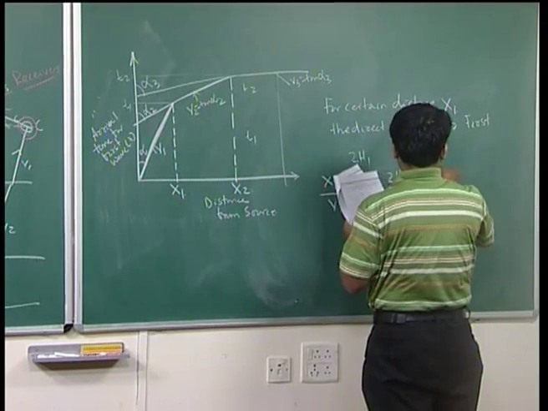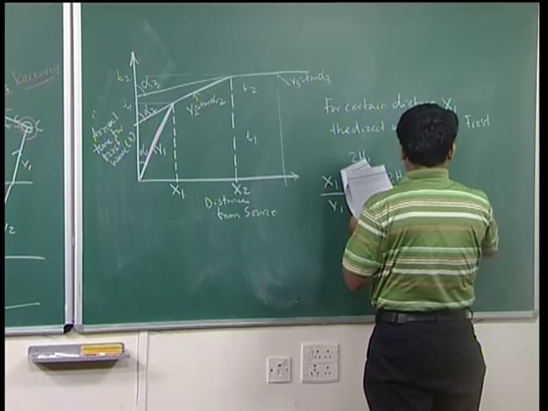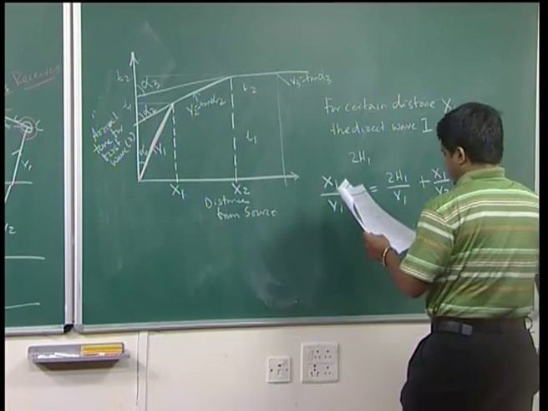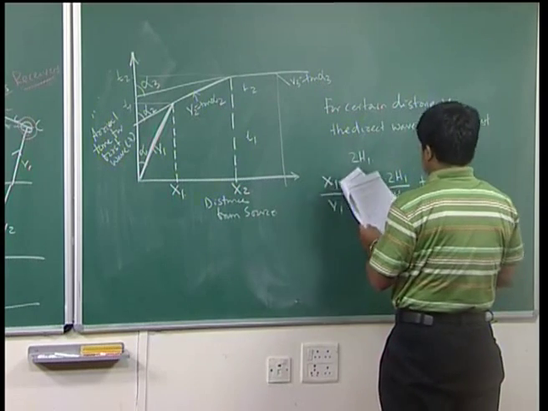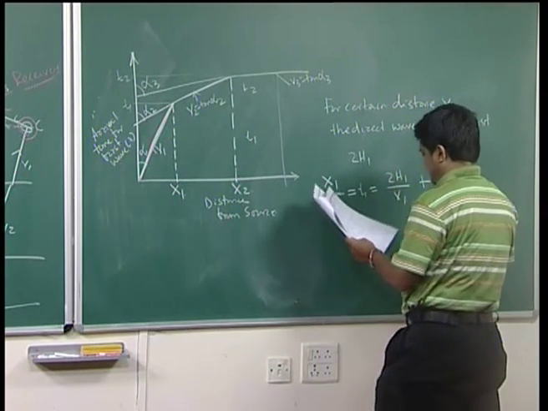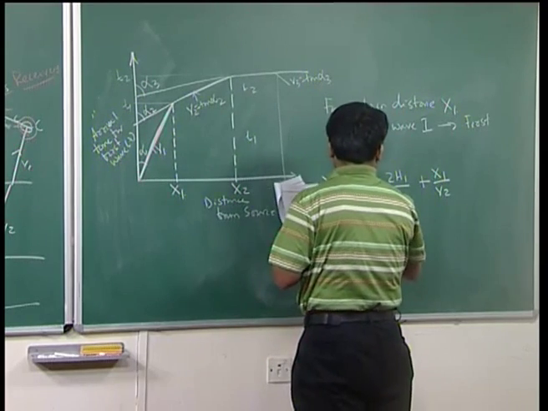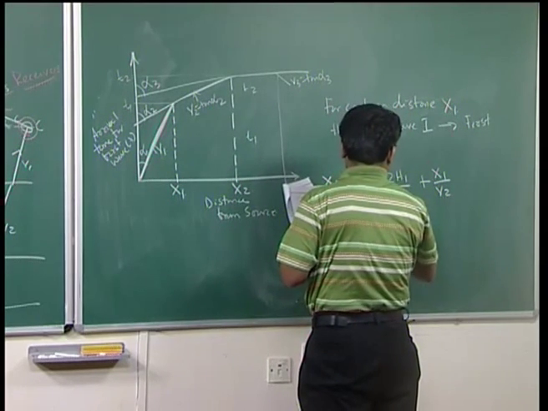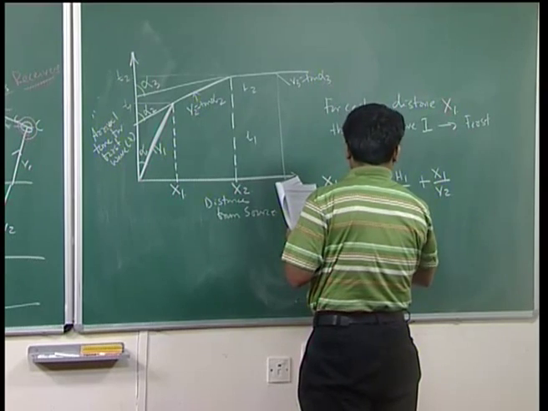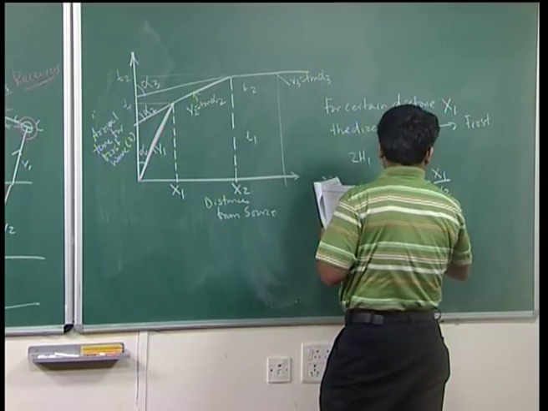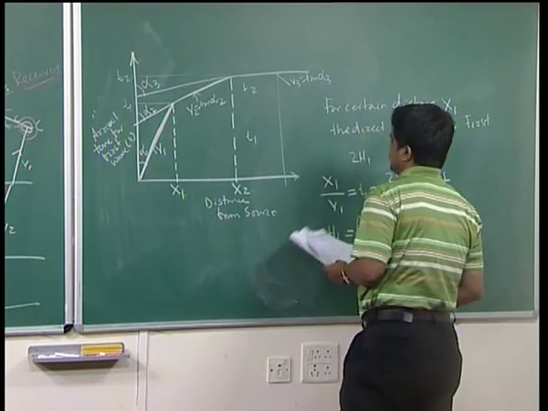plus x1 by V2 plus x1 by V2, which is equal to, again this is time t. You can get it from here: h1 is equal to V2 minus V1 by V2 into x1 by 2.